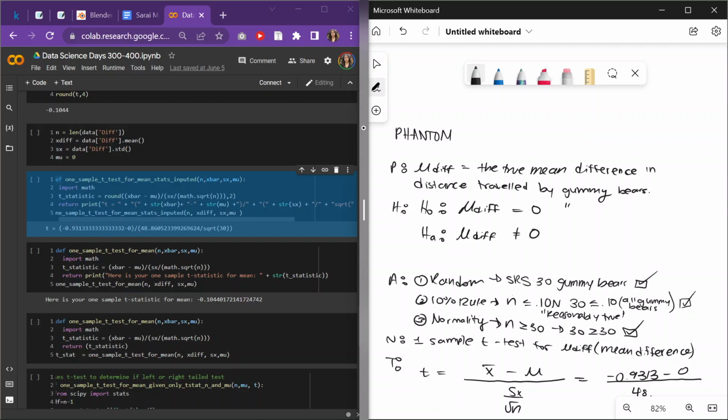So what does this mean? This means that there is no difference. The alternative means that there is a difference in the average mean difference in distance traveled by gummy bears. I know, it's a mouthful.